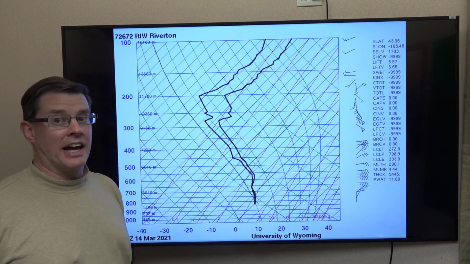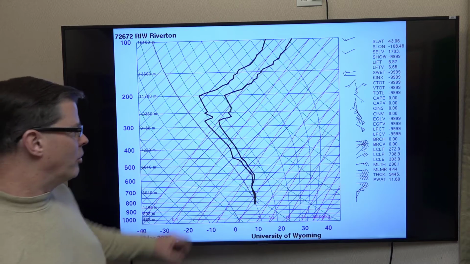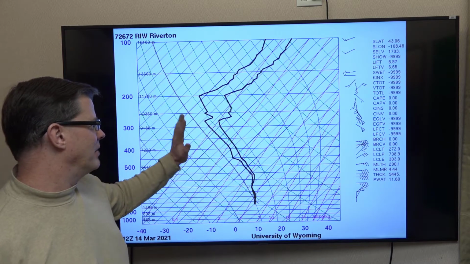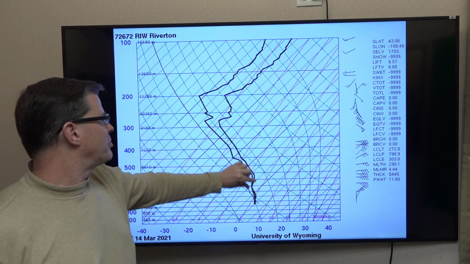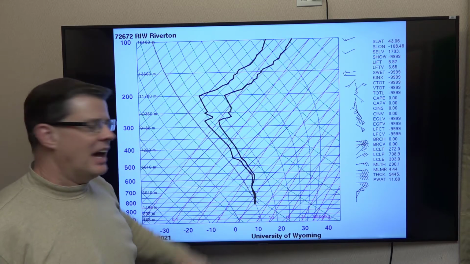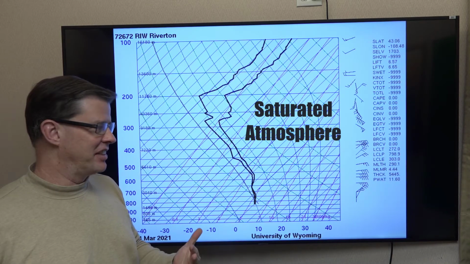Number one, Skew-T diagrams. You know I like those. Now two things I want you to notice on this. Number one, you can see the two lines here. One is moisture, that's over here on the left, and temperature, that's over here on the right. Notice how they're pretty close to each other all the way up? That means the atmosphere is fairly saturated, so a lot of moisture in the atmosphere to help produce that snow.